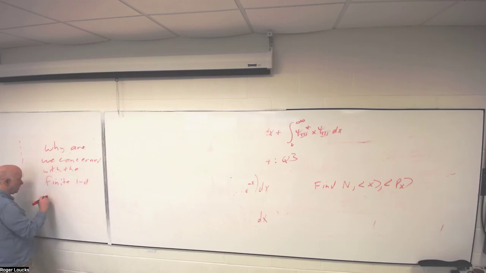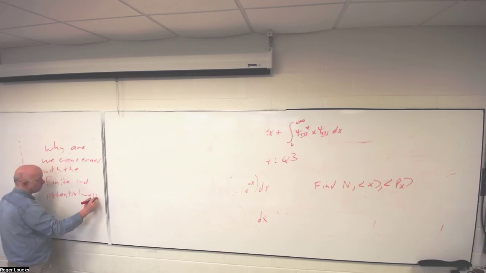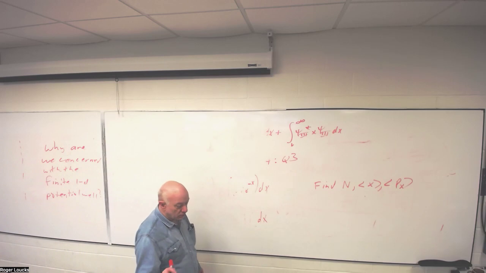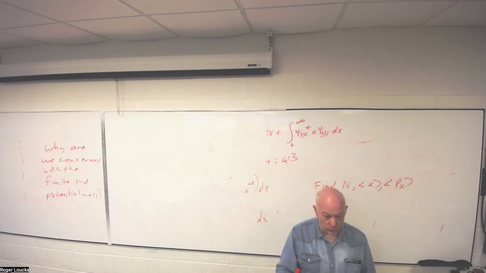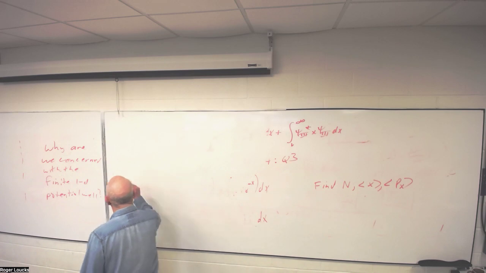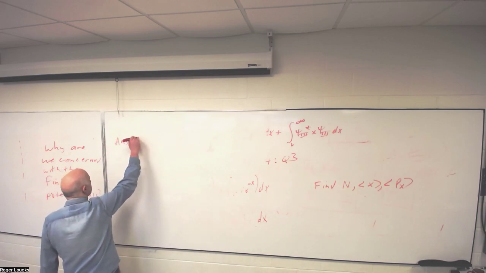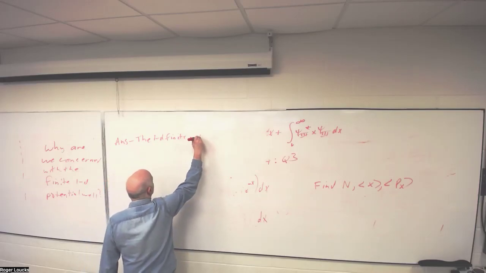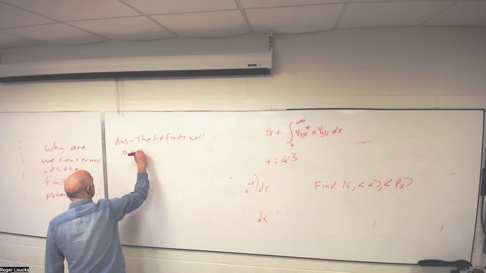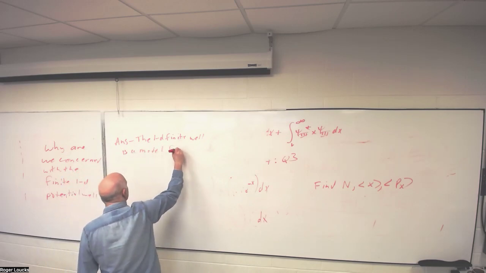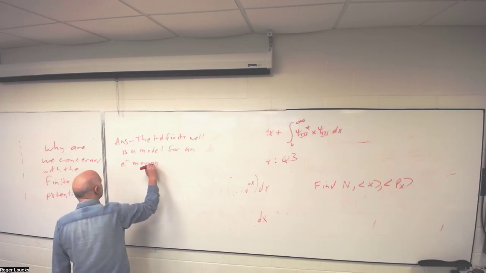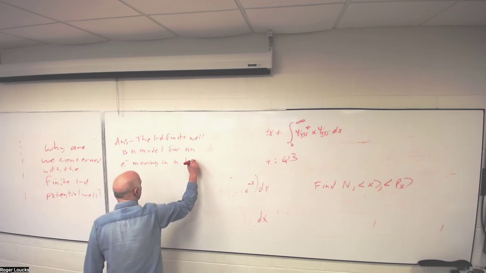The problem we're doing is called the finite 1D potential well. The answer is going to be that it's actually an approximation to a one-dimensional wire, an electron moving in a one-dimensional wire. So the answer is: the 1D finite well is a model for an electron moving in a 1D wire.